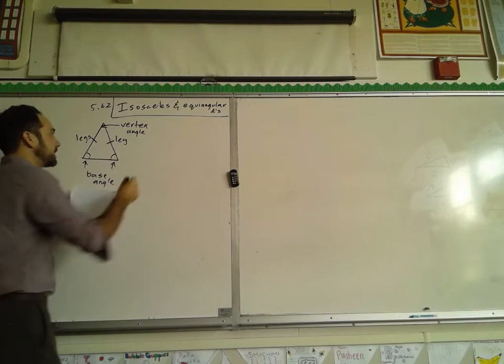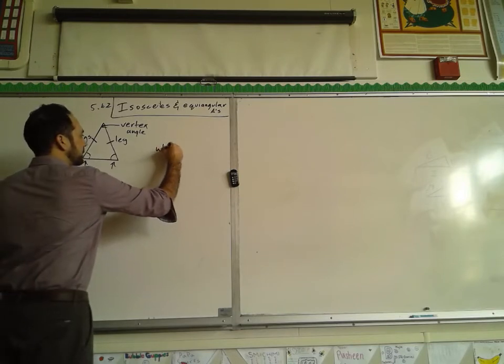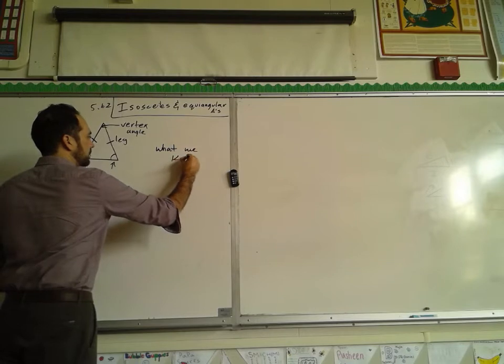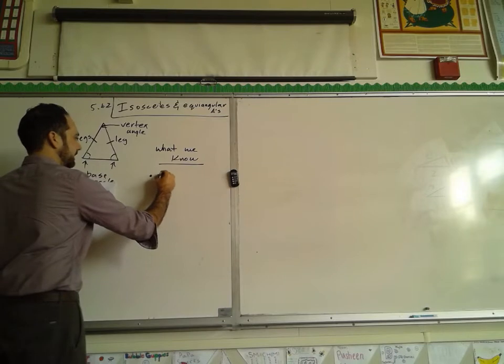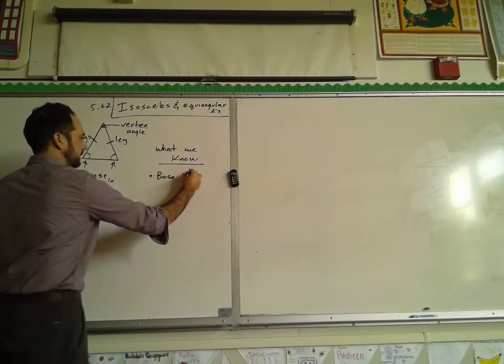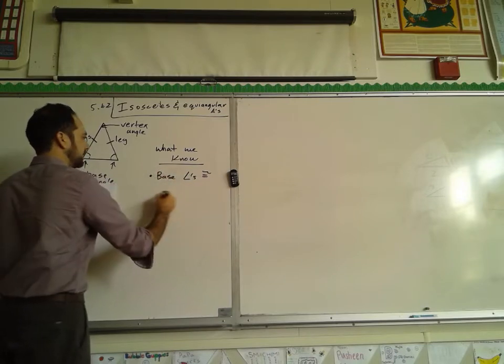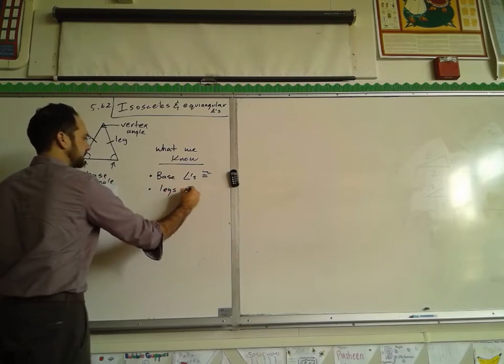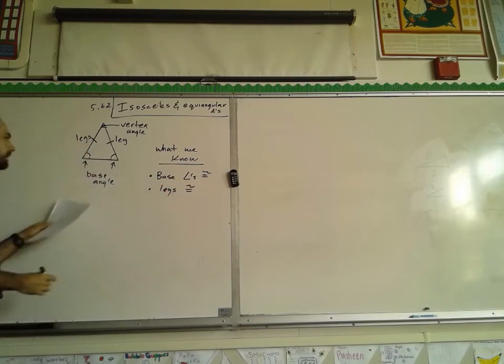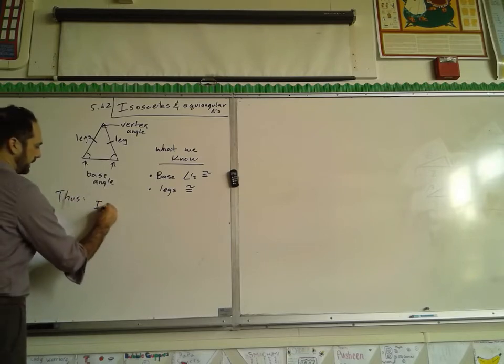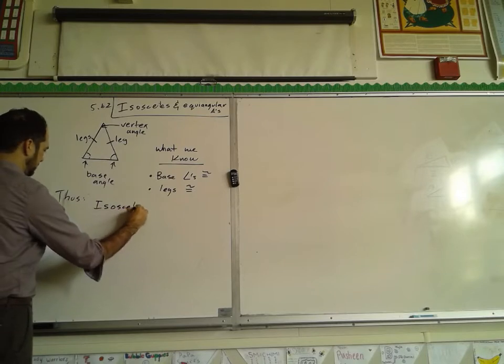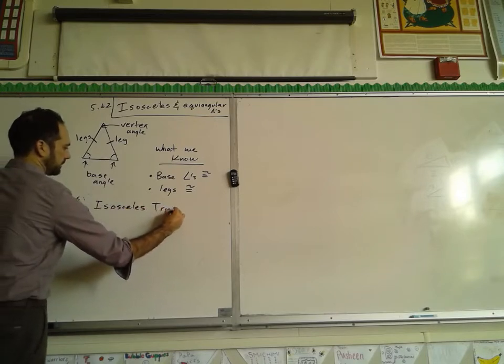So what do we know? What we know is that the base angles are congruent and the legs are congruent. Thus, we come up with what's called the isosceles triangle theorem.